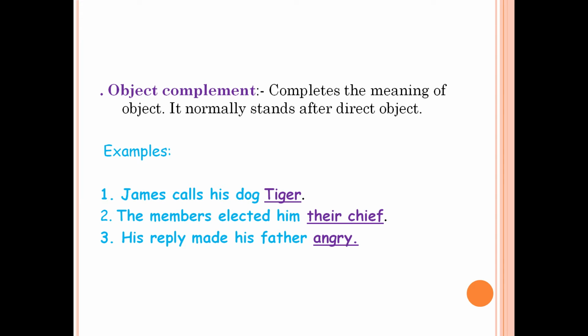Again, it sounds incomplete. Here we have a subject, a verb, and an object, but still it does not make complete sense. In this case, we need a word or phrase to complete the meaning of the object, and that's, in the first sentence, Tiger, and in the second sentence, their chief. Like the subject complement, the object complement can be an adjective or an adjective phrase, noun or pronoun phrase.